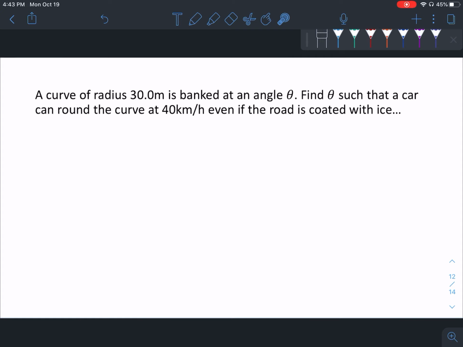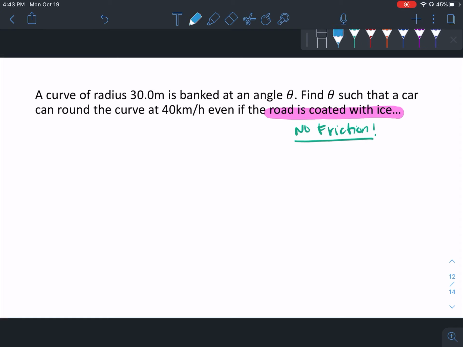So we're going to look at one example that looks like that. Here it says a curve of radius 30 meters is banked at an angle of theta. Find theta such that a car can round the curve at 40 kilometers per hour even if the road is coated in ice. So the first thing I notice is that the road is coated in ice. That simply means there is no friction. So I know when I make my sum of force equations, I don't need to worry about friction.